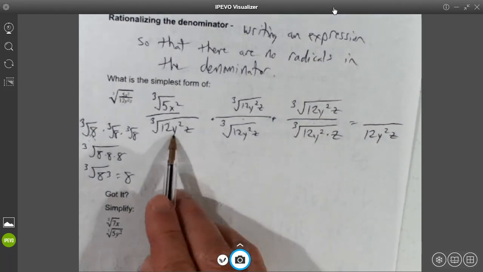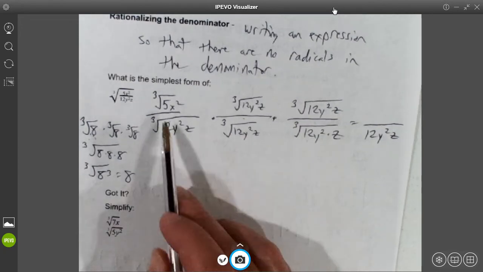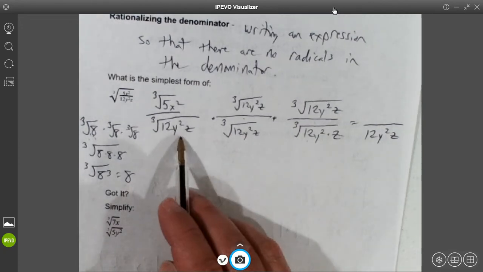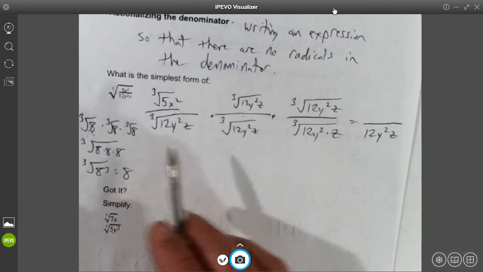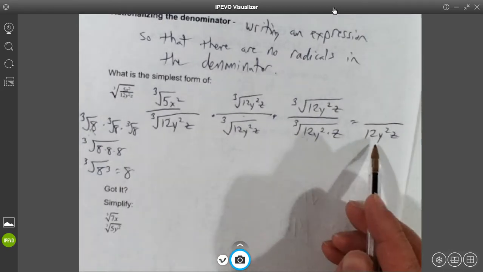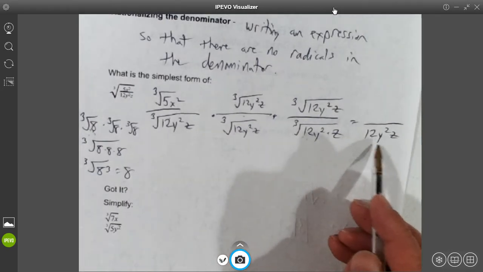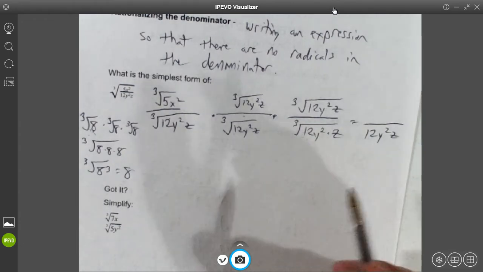So why did I do that times itself 3 times? Because that was a cube root. If this would have only been a square root, I only would have had to do it 2 times. If this would have been a fourth root, I would have had to do it 4 times. But take a look at what I've done. I now have no more radicals in the denominator. And so now I've taken care of that problem.